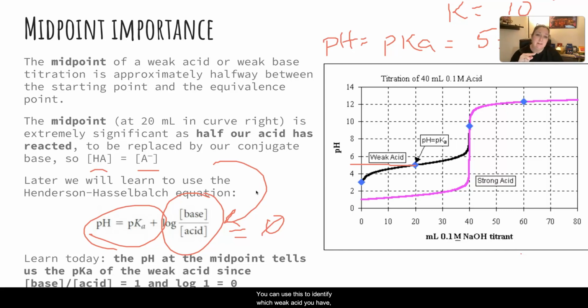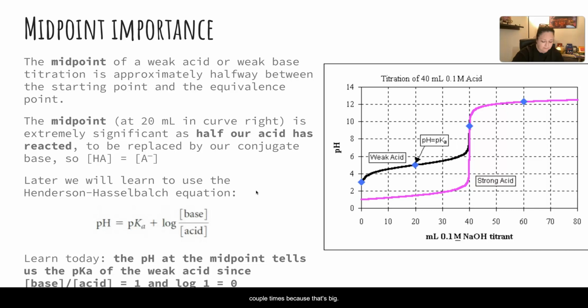You can use this to identify which weak acid you have. I should have written the A, sorry. That's your Ka because it's an acid. It'd be a Kb if this were the opposite. But you can use this Ka to identify the acid, so they'll give you a list. They'll say, these are your possible acids, these are their Ka values. How do you know which one it is? That's how you know. Okay, this is big. You're going to need to think about this, and come back and listen to this a couple of times, because that's big.